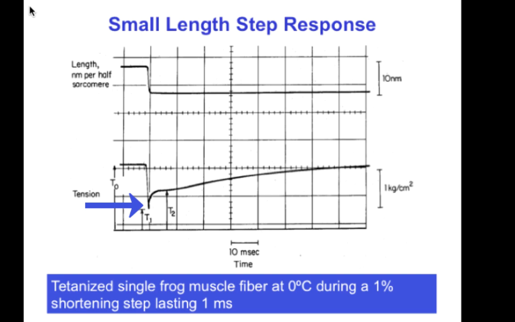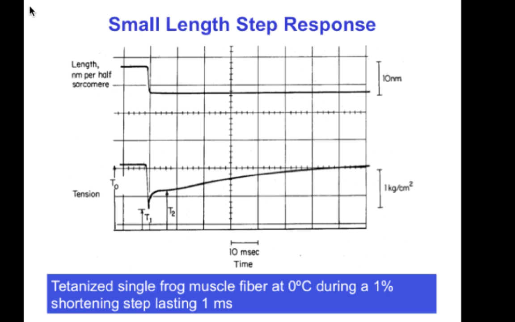And then as it redevelops force over the next 50 milliseconds or so, it does so with a rather complicated but characteristic time course, which turns out to have to do with the time course of the cross-bridge cycle. Because this is how long it takes for the cross-bridges to attach and go through their cycles and develop force. Okay. So you can see they attach here, and then they develop some force, and then they go through the cycle and they develop more. What about this very, very sudden drop in force? How can that be explained?